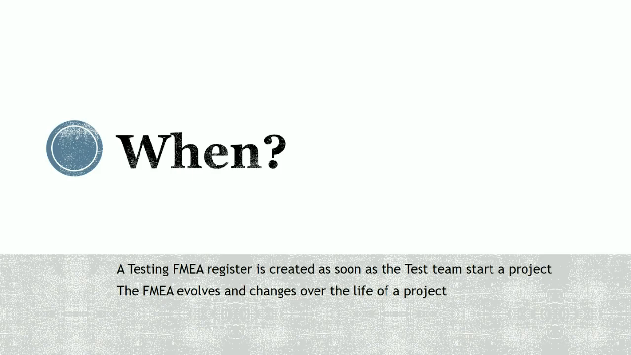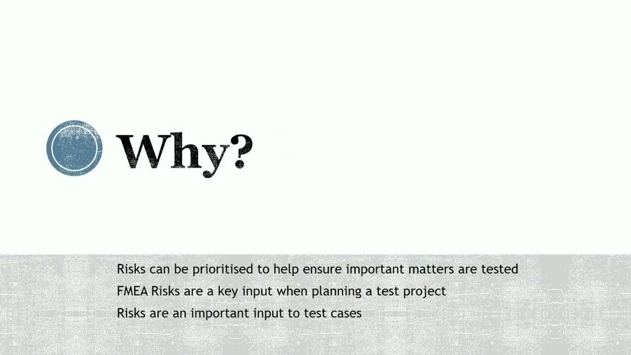Things change over time, and there will be additional risks as new features and so on are added to a system or taken away from a system. So it will evolve. You will see change, but you need to start as soon as you can. And if there are changes, you need to review the content of the FMEA. The FMEA is a central register of all the risks that you've got. They are everything that you can think that could go wrong with the system. They are a key input to the planning process.